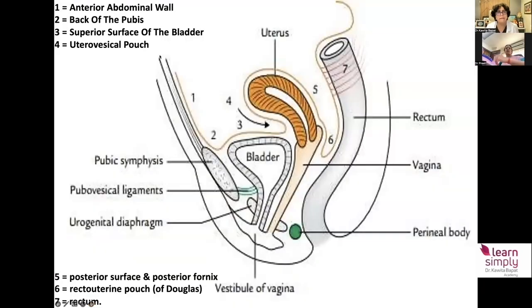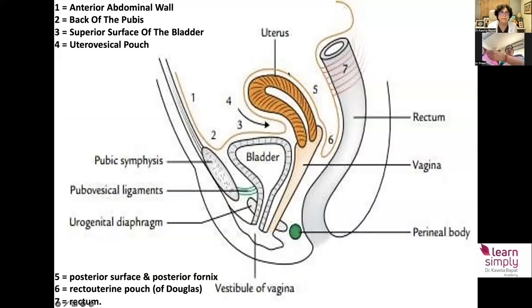Again, another important point: this is the anterior abdominal wall, the back of the pubis. You can see the diagram. Everybody can learn the diagram from YouTube or anywhere, but in this course at least you are able to make sense of these things, because you're sincerely joining it.